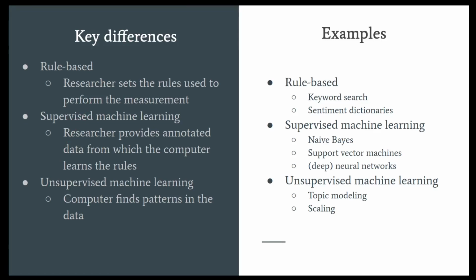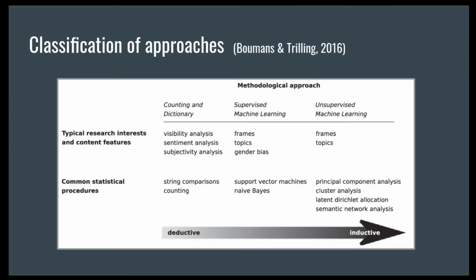A nice complementary way of thinking about the differences between these approaches is the one formulated by Boumans and Trilling. I'll put a link to the article in the description of this video. So they classify these three approaches on a scale from deductive to inductive, which I think is quite nice. So counting a dictionary, which is how they call the rule-based approach, can be said to be a very deductive approach because the researcher really has a clear idea what he or she is looking for and specifies how to look for it, how to measure it. And the most inductive would be unsupervised, because here you don't really have a clear idea of what you're looking for. It's more of an explorative kind of approach where you get new ideas or try to get new ideas.